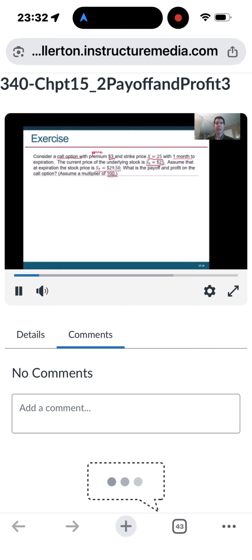Here's the way I tackle these problems. The first thing that I do is, number one, ignore this multiplier. Ignore it for now. We'll bring it in at the end. Otherwise, it just complicates things. Think of this option as on a single share of stock, okay?